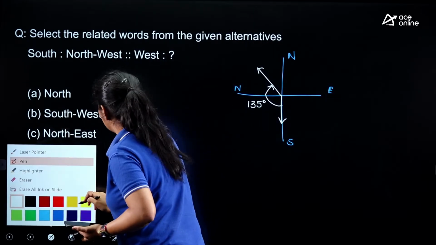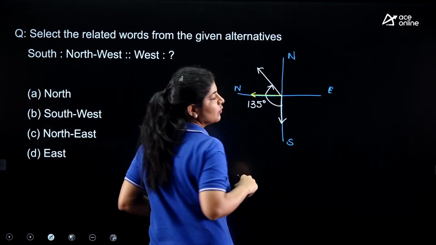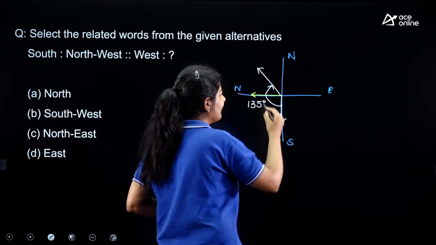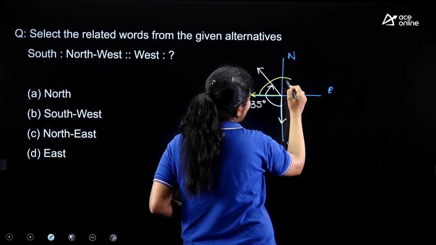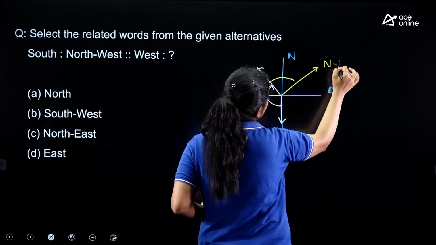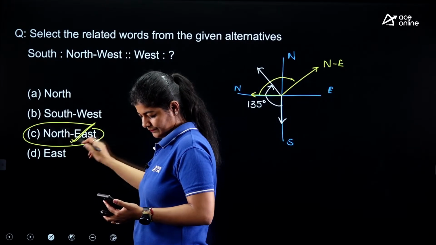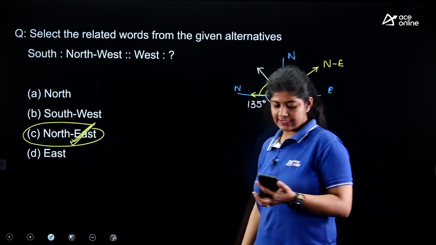Now the question is pointing towards west. This time also I need to move 135 degrees clockwise, 90 and a half. That means now I am facing in the northeast direction. Option number C is the correct one.